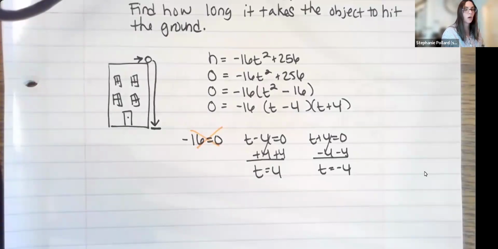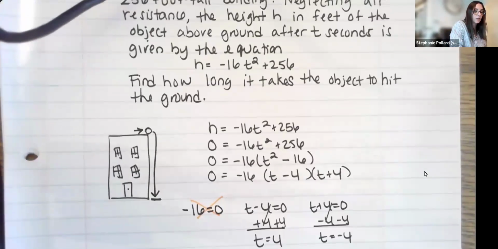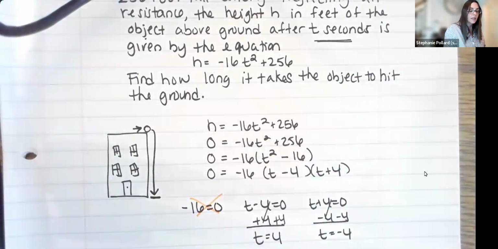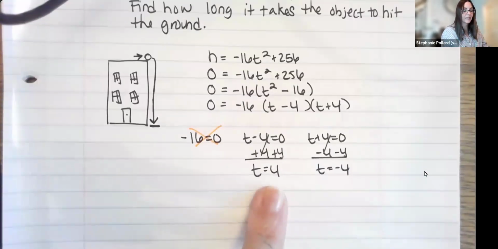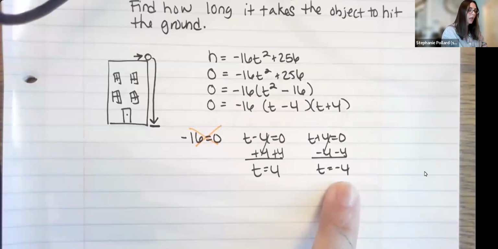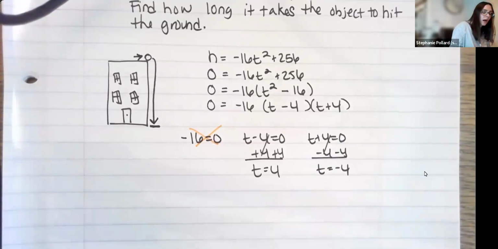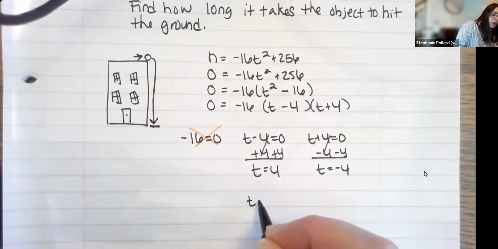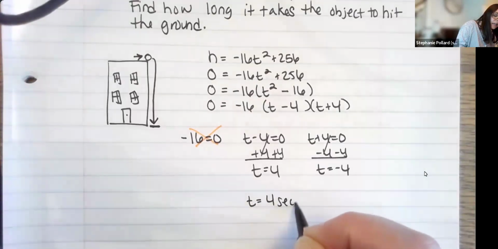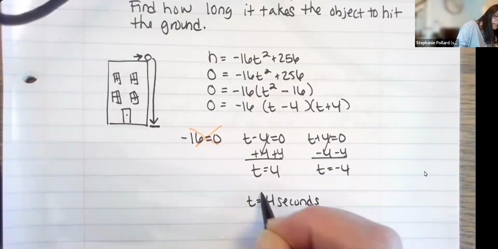Now, remember, t, we're also told, is in seconds, right? So t was in seconds here. Then that means that this represents 4 seconds and negative 4 seconds. Now, negative 4 doesn't make sense in this example, right? Like, why would it take negative 4 seconds to hit the ground? That doesn't make sense. So our only answer here that actually really does make sense in this context is going to be the positive 4.